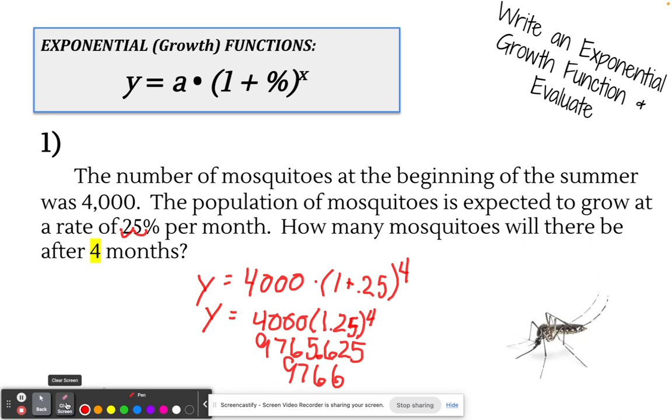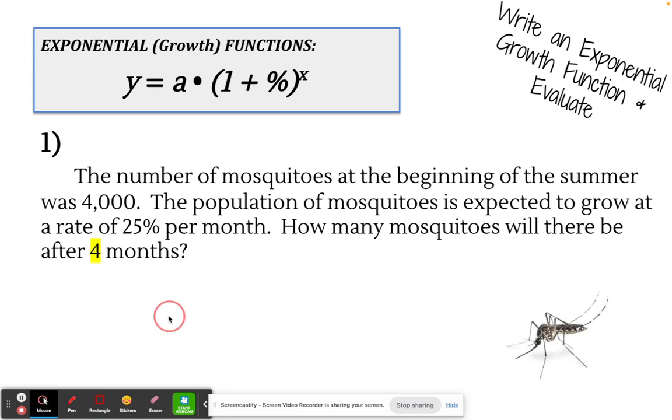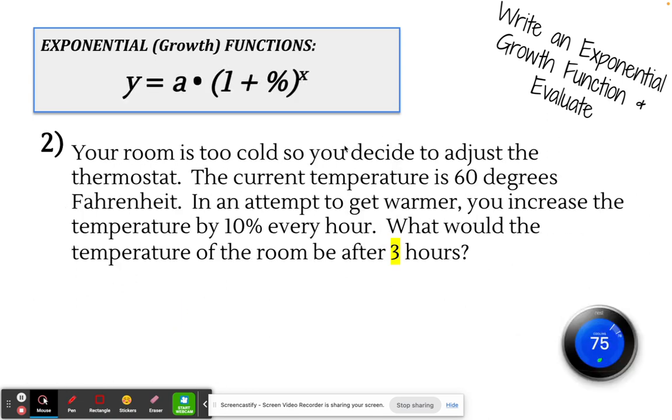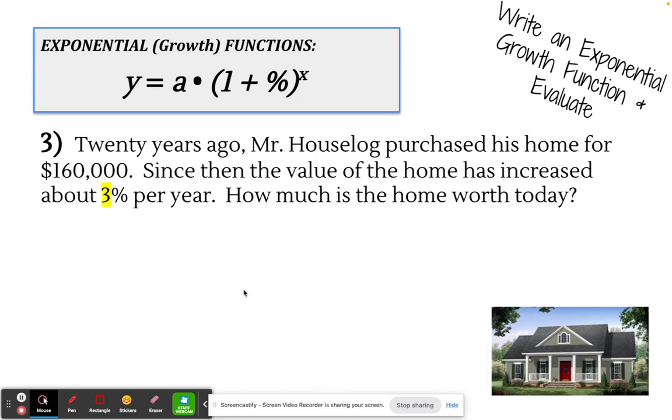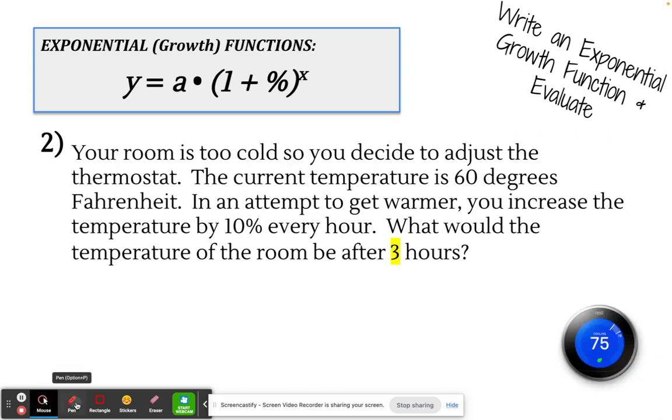Okay, let's look at our next example. It says your room is too cold, so you decide to adjust the thermostat. The current temperature is 60 degrees. That sounds like my starting point. Oops, of course, I forgot to hit my pen. So my starting point is 60 degrees.